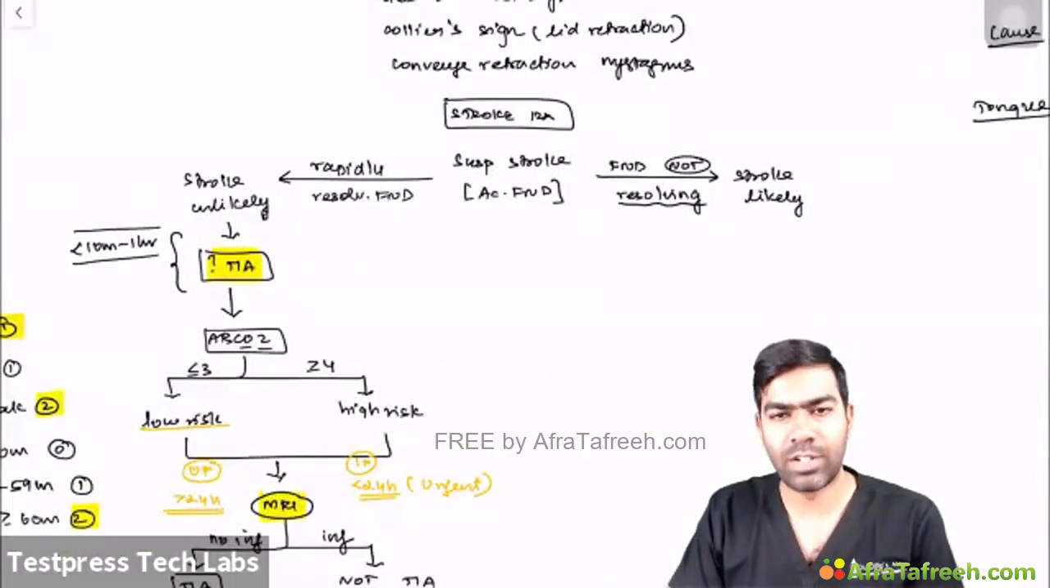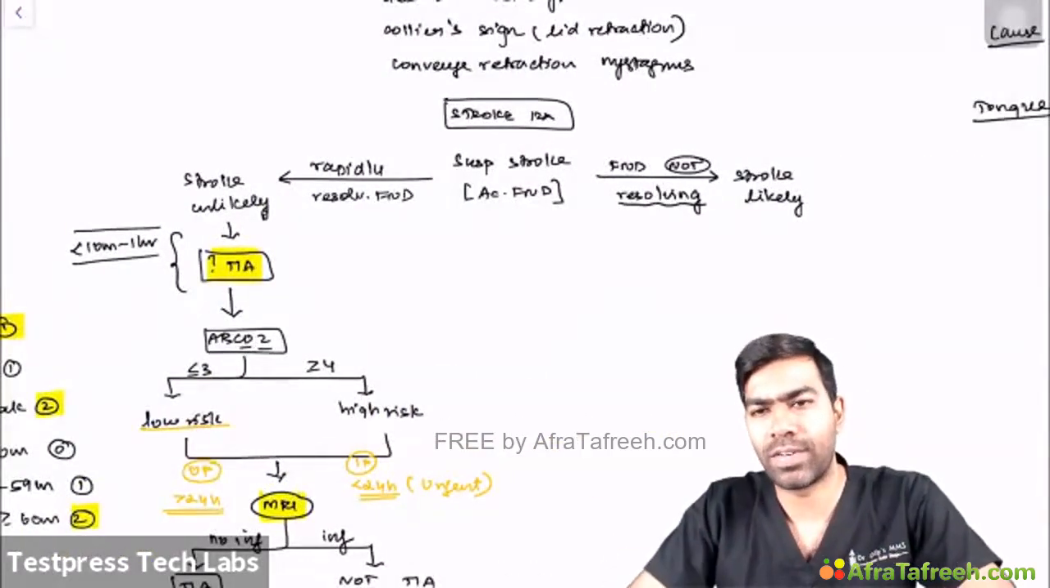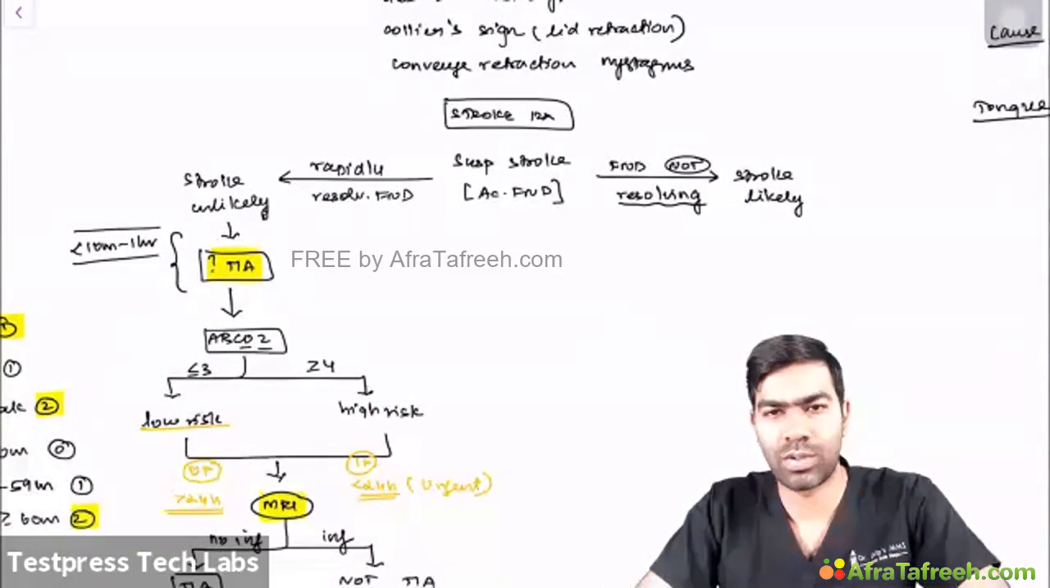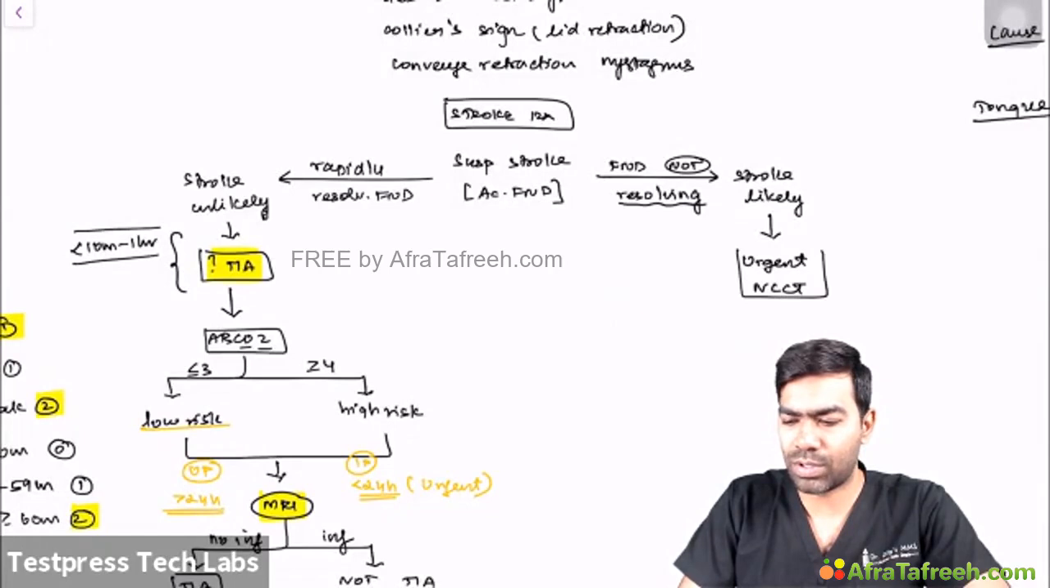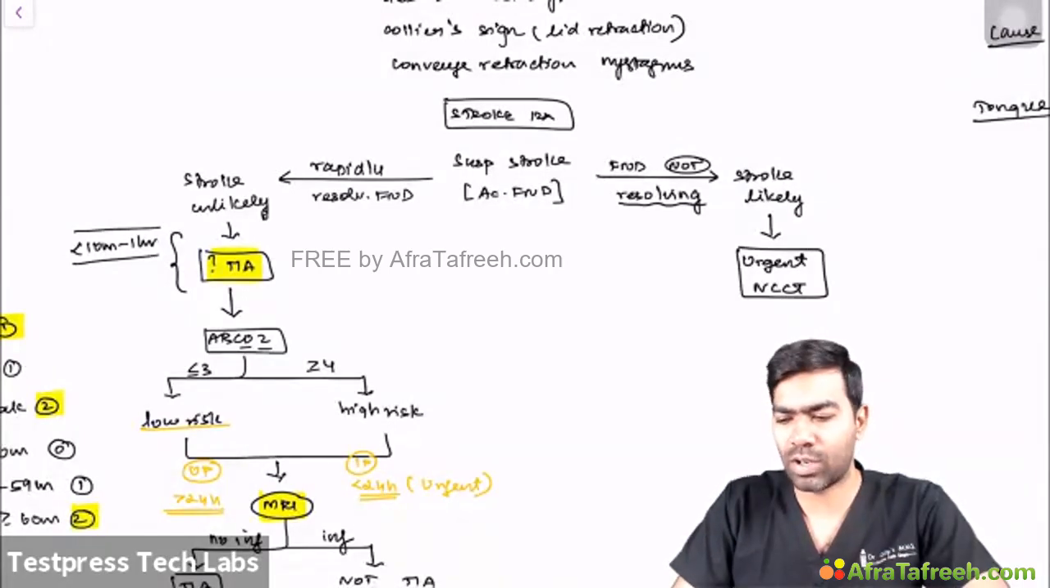Now, if the FND is not resolving, come to the other side. If the FND is not resolving, then it's likely to be a stroke only. So in this setting, the next step is going to be an urgent non-contrast CT. If you think it's a stroke, immediately you do an NCCT, non-contrast CT.